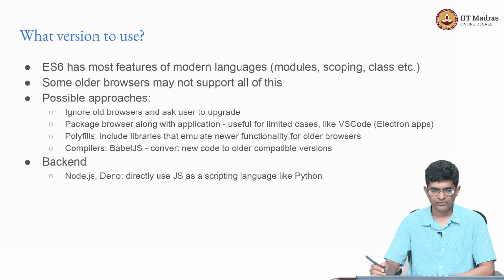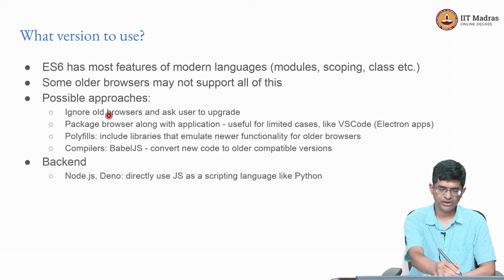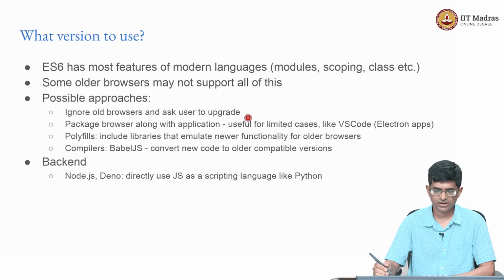And like I said, which version to use becomes a big question. ES6 has most of the features of modern languages. It has concepts like modules, good variable scoping, and proper classes, at least the syntax for implementing classes is there. Some of the older browsers may not support all of this. We have a few possible approaches. We could ignore old browsers and ask everyone to upgrade their operating system and their browser.